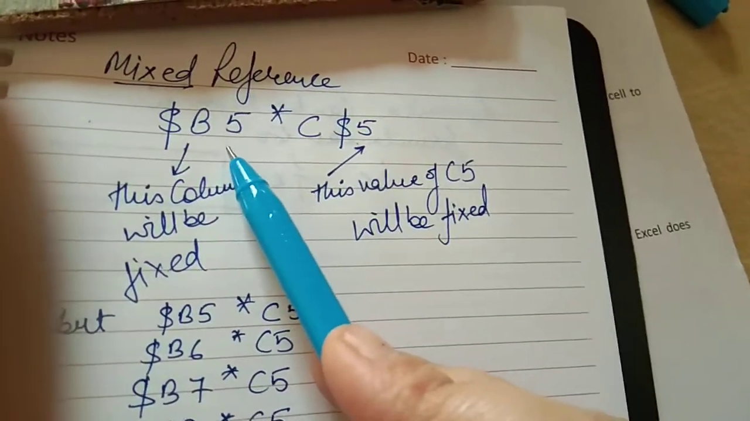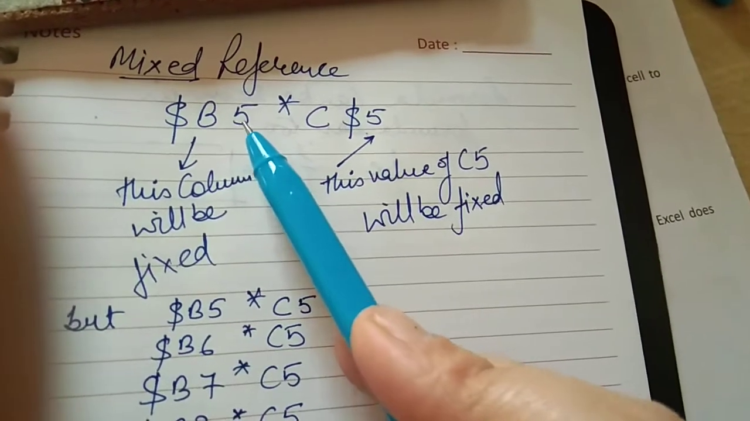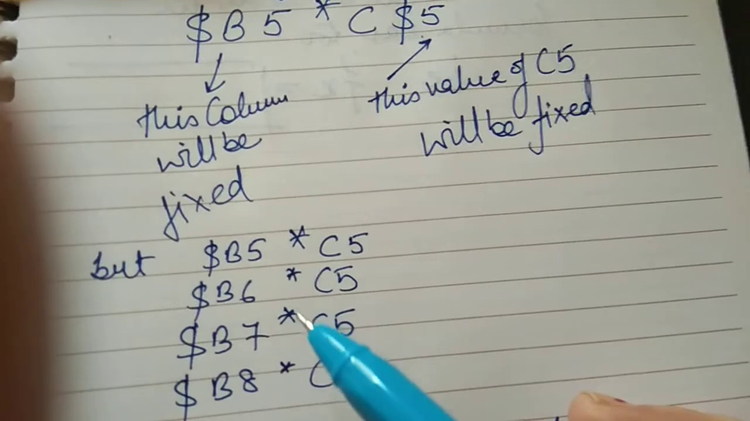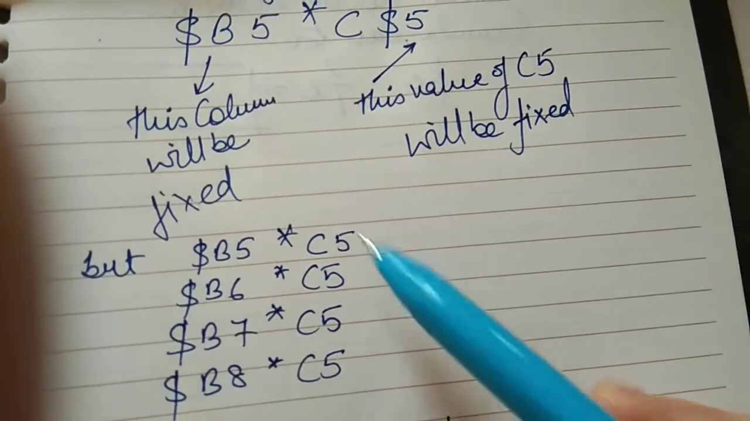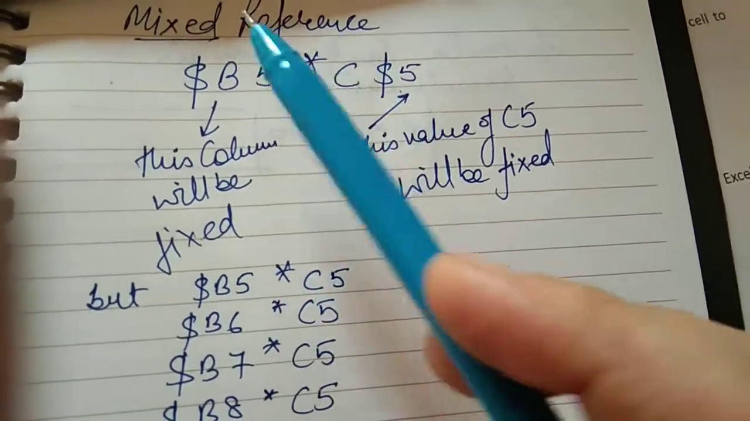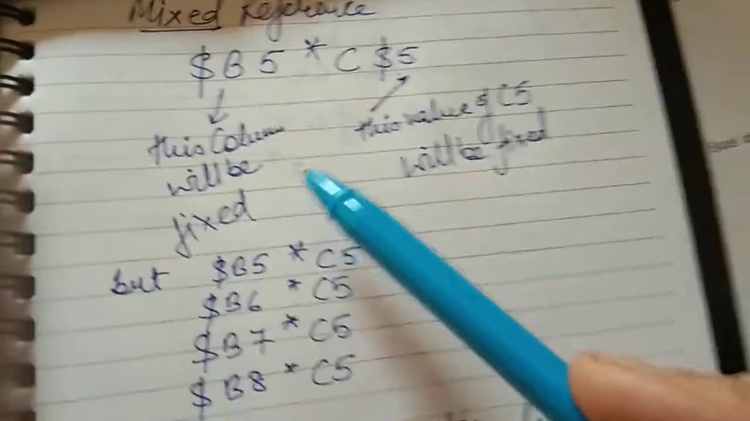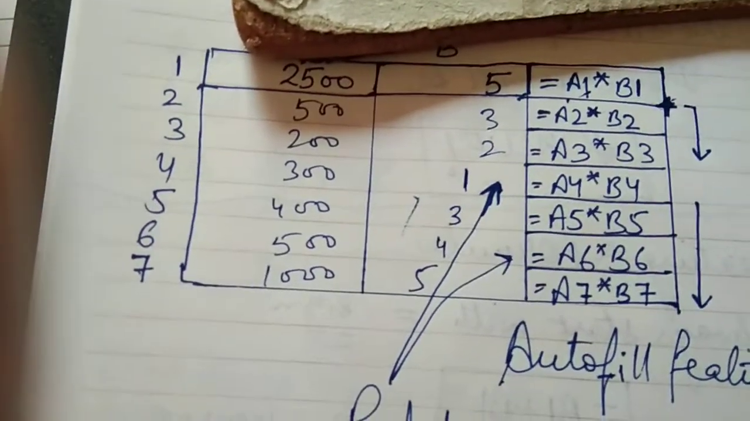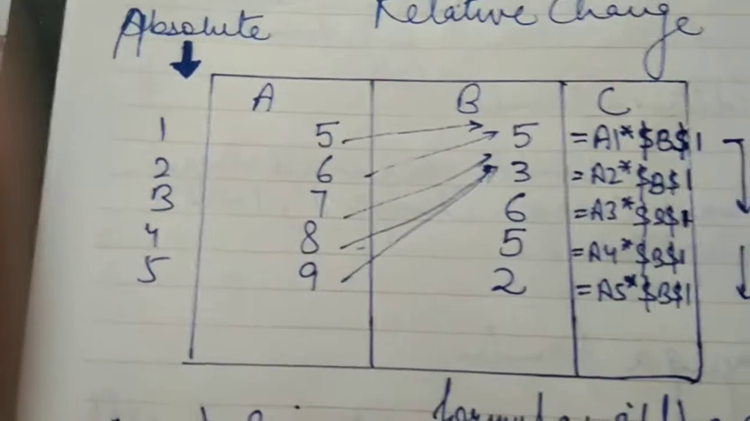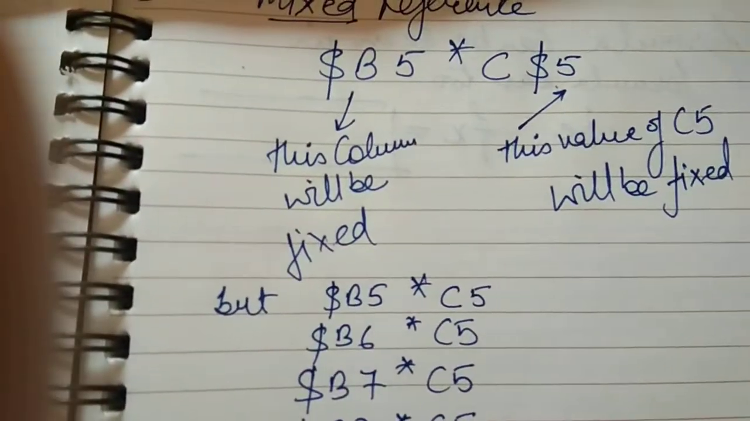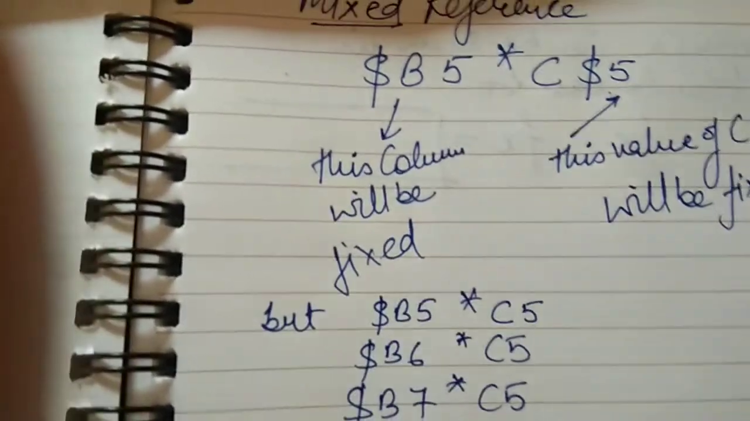That means this will be a relative change, that is B5, B6, B7, B8 like this, but it is multiplied with the C5. So this dollar sign is just to fix one value. This is how mixed reference is used. So these were the three topics: relative change, then the absolute change with the dollar sign, and mixed, in which both relative and absolute are used.